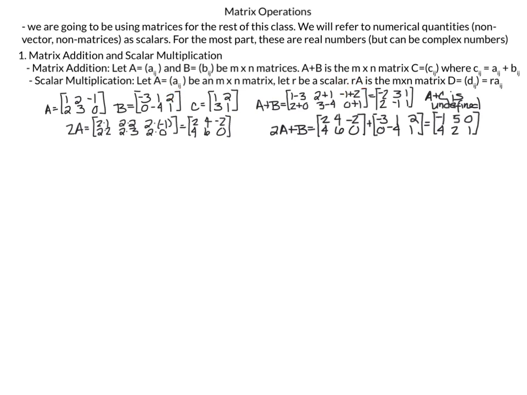To get the 2,1 component, that's the second row, first column, we'll add the 2,1 component of A with the 2,1 component of B. The 2,2 component will be the 2,2 of A and the 2,2 of B added together. And the second row, third column, the 2,3 component, is the 2,3 of A added to the 2,3 of B. So our final resulting A plus B matrix is going to be: 1 minus 3 is negative 2, 2 plus 1 is 3, negative 1 plus 2 is 1, 2 plus 0 is 2, 3 minus 4 is negative 1, and 0 plus 1 is 1.